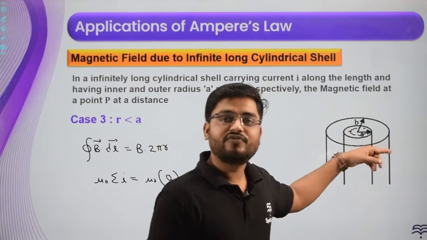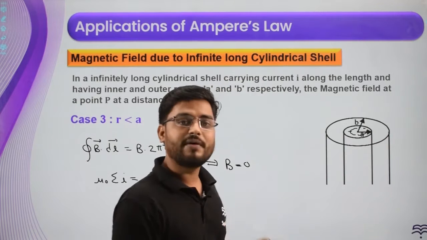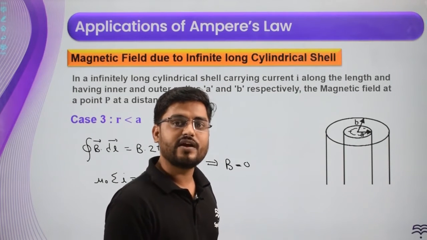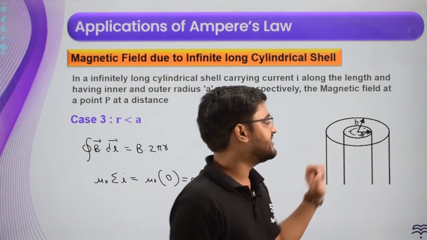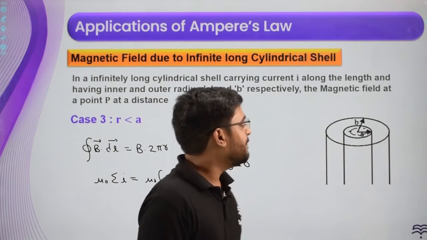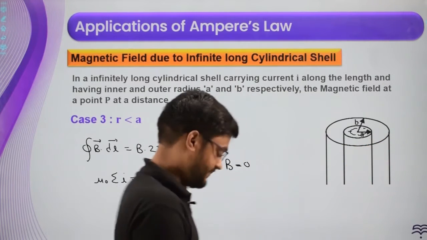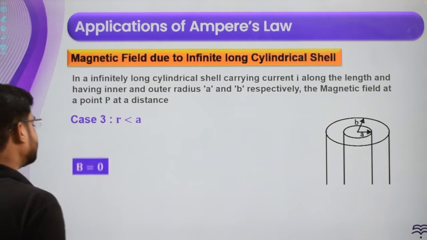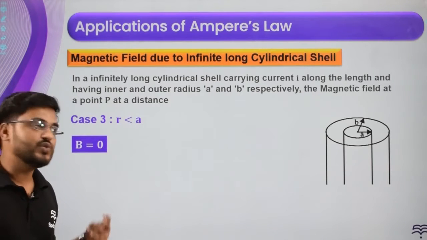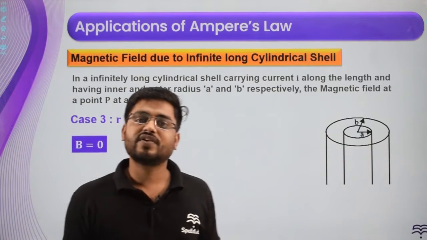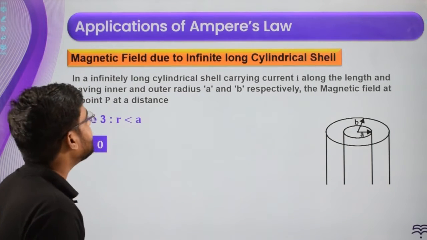In the middle, the field is, we just derived the formula, mu naught I (r square minus a square) upon 2 pi r (b square minus a square), and outside the field it is mu naught I by 2 pi r, where r is the distance which is greater than b. So this is the last case, and B comes to be 0. So those are 3 positions where we can get the magnetic field using Ampere's law.